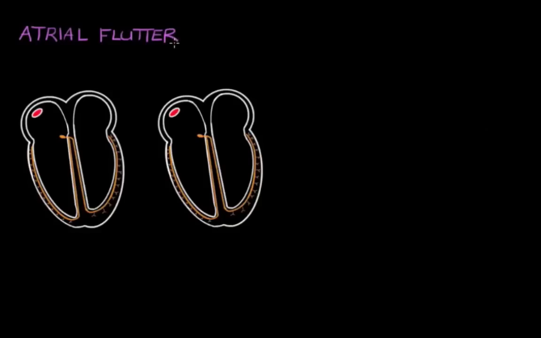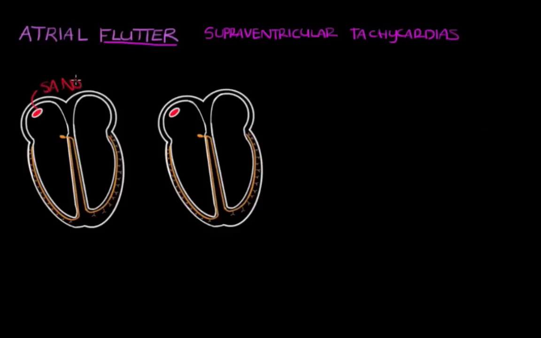Atrial flutter is one of the heart arrhythmias that's also known as just flutter. It's one of the supraventricular tachycardias. Now remember that the heart's dominant pacemaker is the SA node, and the SA node is going to send a signal to the AV node, which will then conduct a signal down to the lower half of the heart, which makes the ventricles contract. In case the SA node fails, the heart has several backup pacemakers called automaticity foci.